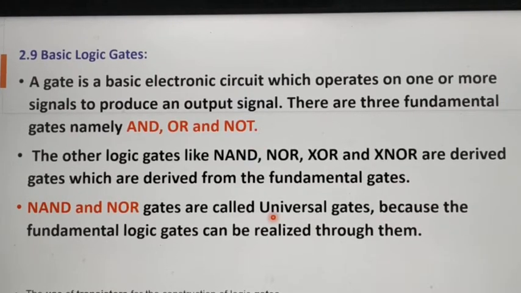Here NAND and NOR gates are also called universal gates. NAND and NOR gates are called universal gates because the fundamental logic gates can be realized through them. Here the fundamental logic gates AND, OR or NOT can be realized through NAND and NOR gates. So these two gates are also called universal gates.